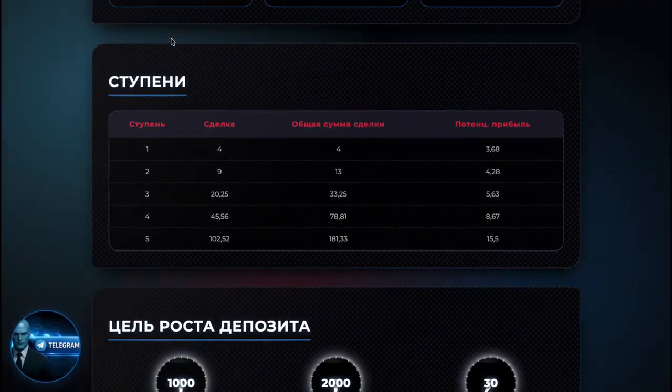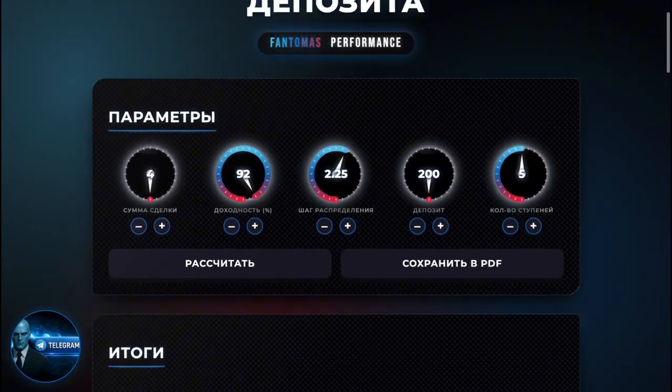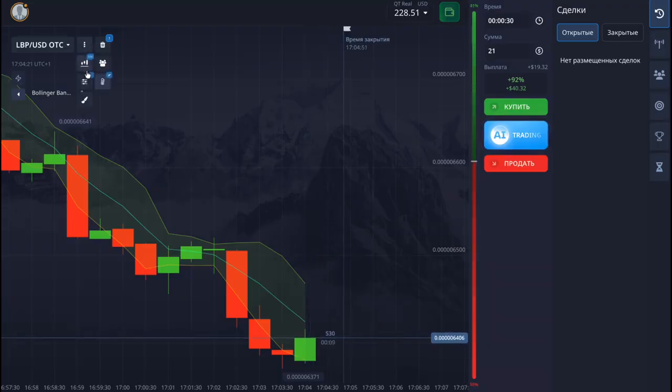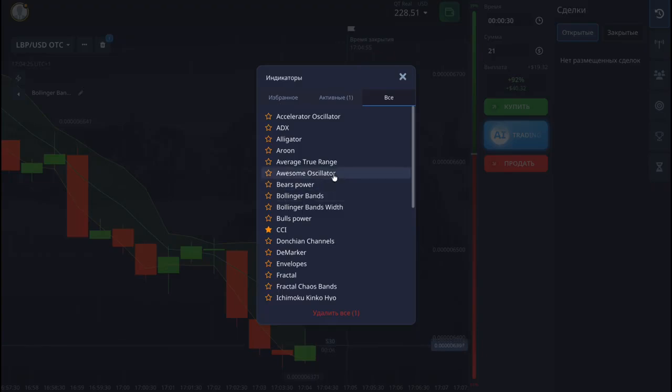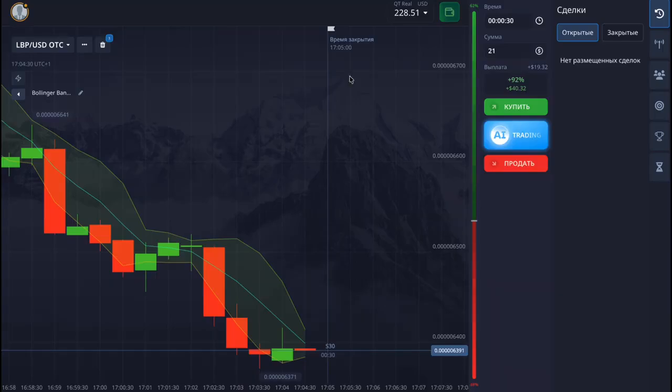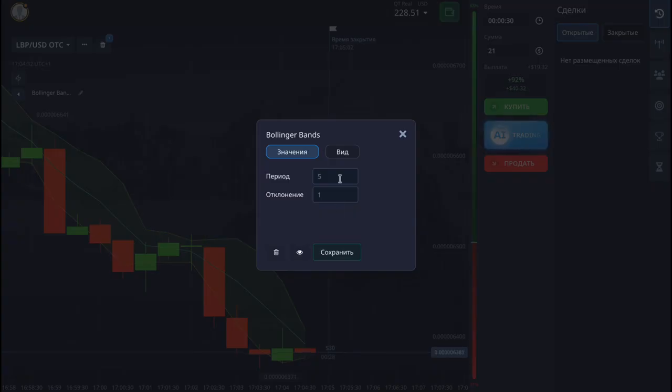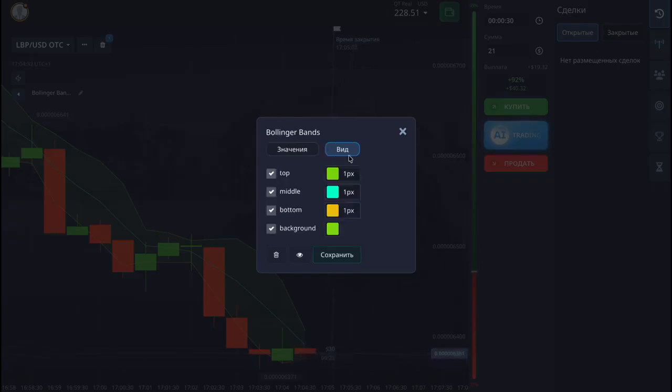And now, how to trade with this indicator. With this strategy, watch. The indicator itself is here. You go in, and it's right there looking at you. Here, Bollinger Bands. We go in, the indicator. Look, you'll have 7 here, and you'll have 2 here. You set it to 5, and here you set 1. Then the view, you don't change anything here.